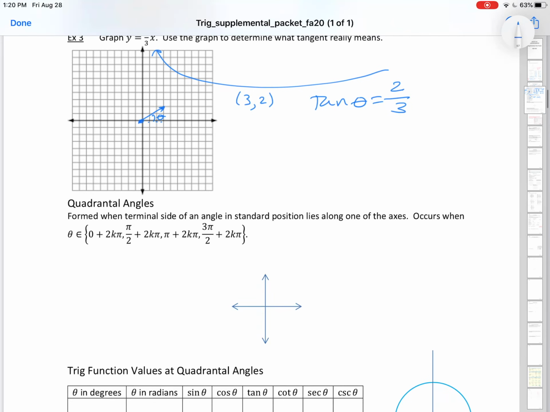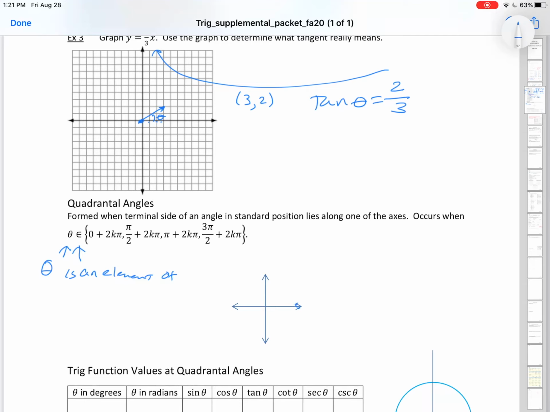Now, quadrantal angles are angles that are formed when the terminal side lies on one of the axes. And so this looks very cumbersome in here. This means theta, the angle, is an element of this set. So what is this set? This set is 0 plus 2k pi. So if you think about 2k pi, you're going to just keep ending up on this side. Remember, we did that in 3.1. 2 pi around brings you right back here. So here's 0 degrees, plus 2 pi brings you right back, plus 4 pi brings you right back.